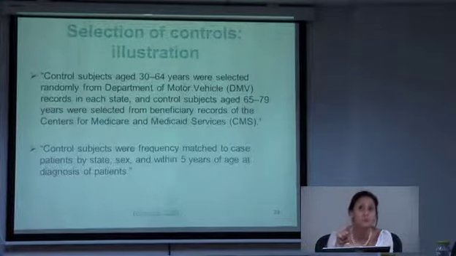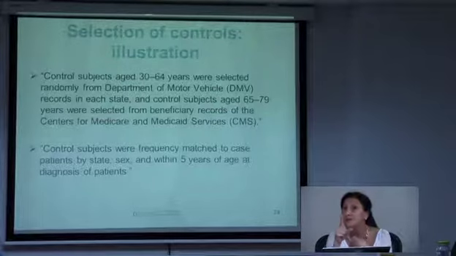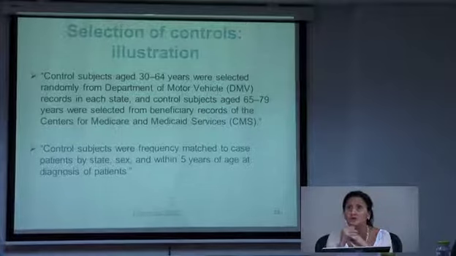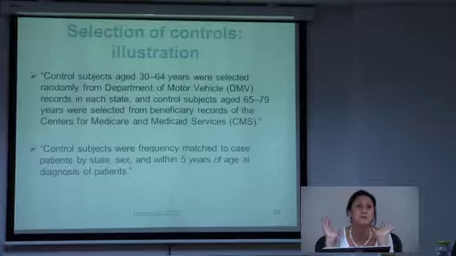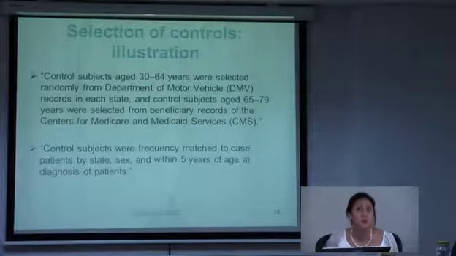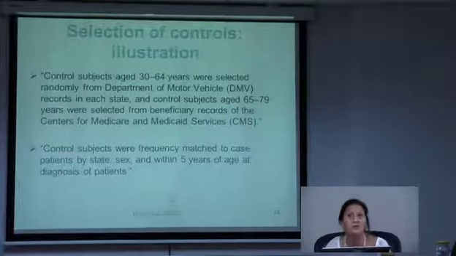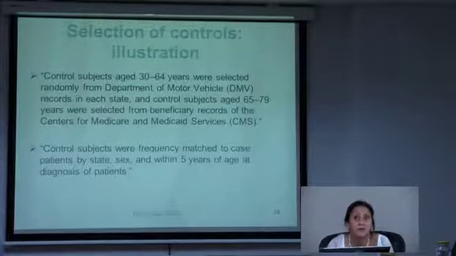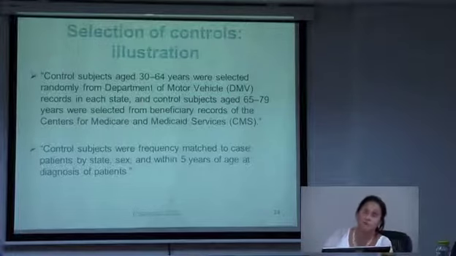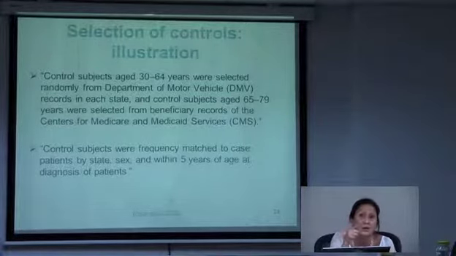So the control subjects now, so we know the source. Is it population based or is it hospital based? What kind of source for control? What type of control? It's a purely population-based control. The control subjects, however, were frequency matched to case patients by state, sex, within 5 years of age, and diagnosis of patient. So what is it that we read here?